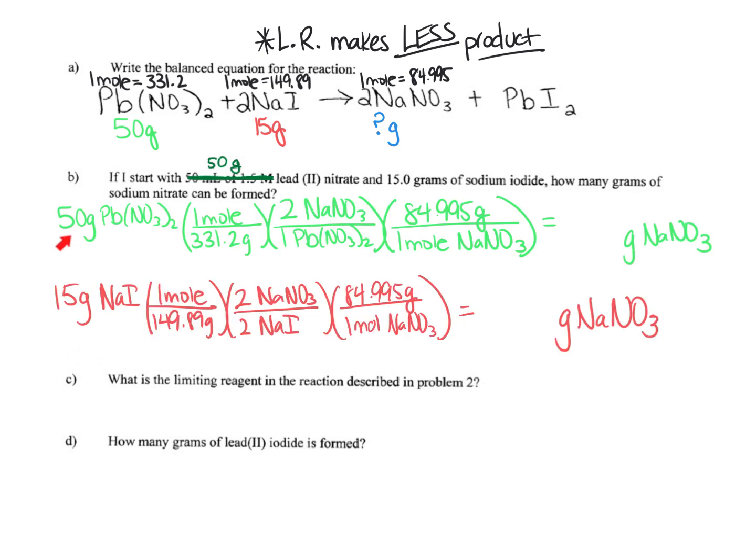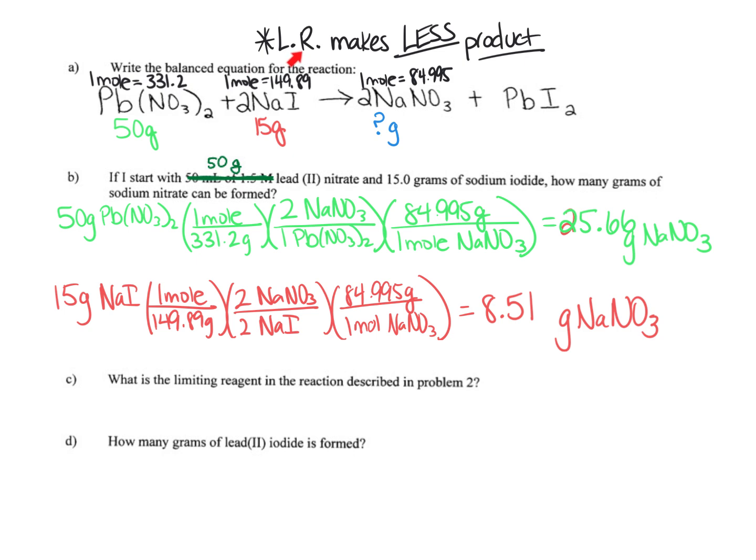So this is my work for converting 50 grams of lead nitrate over to grams of sodium nitrate. And then this is my work for converting 15 grams of my other ingredient, sodium iodide, to the sodium nitrate. So 50 divided by 331.2 times 2 times 84.955, and then 15 divided by 149.89 times 2 over 2, which really does nothing, times 84.995. So when I do those two calculations, I can see I'm either going to make 25.66 grams or 8.51 grams.